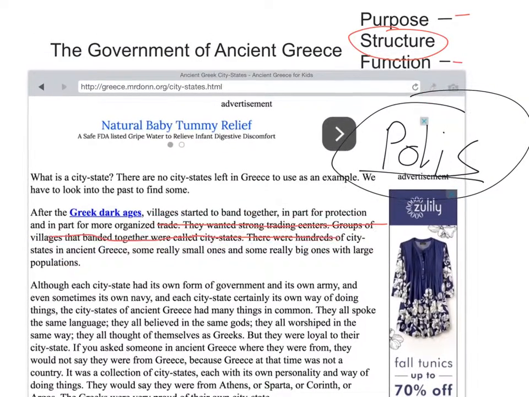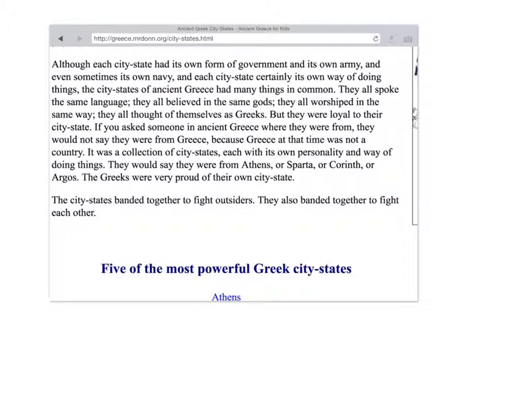All right, and now each city-state had its own form of government. The structure here is they all had different governments. So when you're thinking about the structure, you want to think, okay, they each had their own form of government, and there's going to be three different ones. But they did all have armies, and the armies were ideally going to be for that protection piece. They're going to protect.